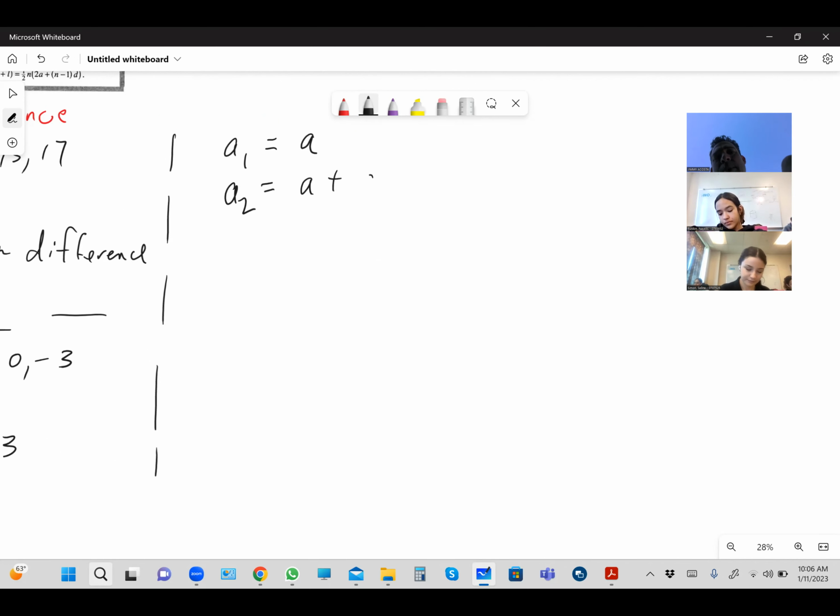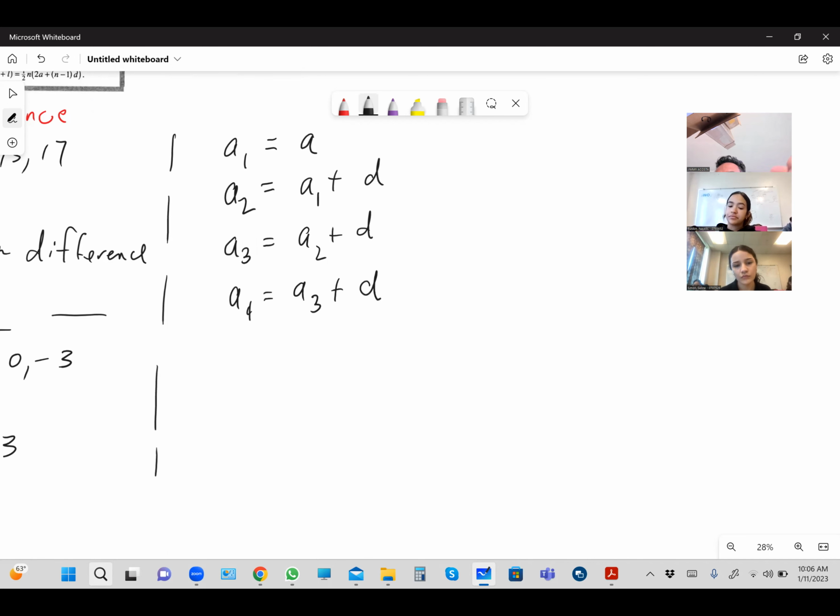I should actually write this. I should say that it's a sub 1 plus the common difference. So a sub 3 must be a sub 2 plus the common difference. But a sub 4 must be a sub 3 plus the common difference. So in general, a sub n must equal a sub n minus 1 plus the common difference.